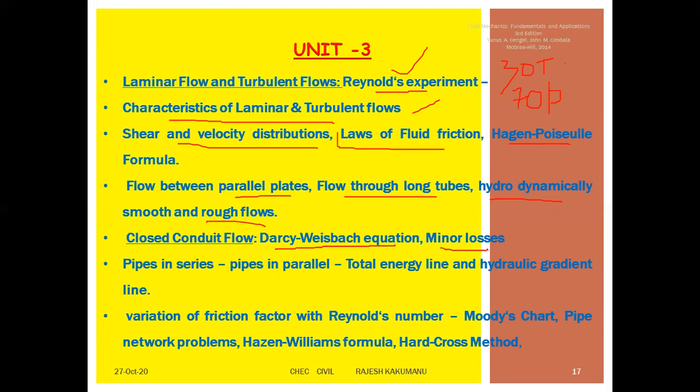So we have seen various types of losses, that is minor losses and major losses. Major losses occur due to friction, and minor losses occur due to the 7 factors we discussed. Next we'll see what are the pipes in series, what are the pipes in parallel, what is the total energy line and hydraulic gradient line. Next we'll see the variation of friction factor with the Reynolds number. We'll see the Moody's chart, pipe network problems, Hazen-Williams formula, Hardy Cross method. So we have discussed all of these in detail, right?